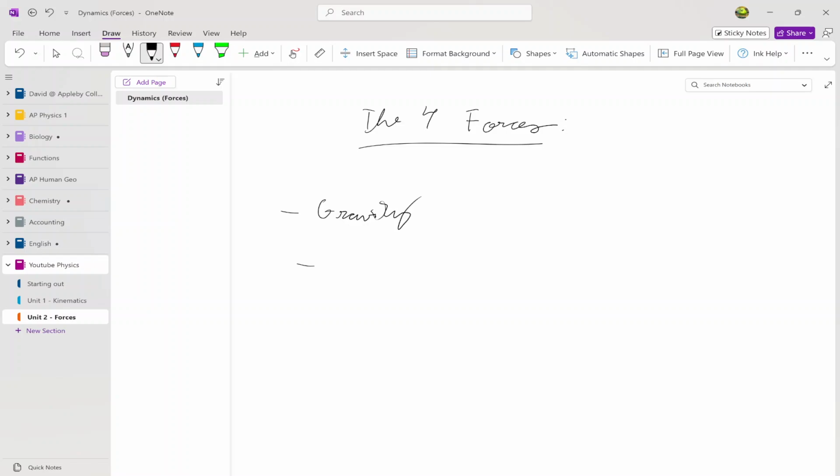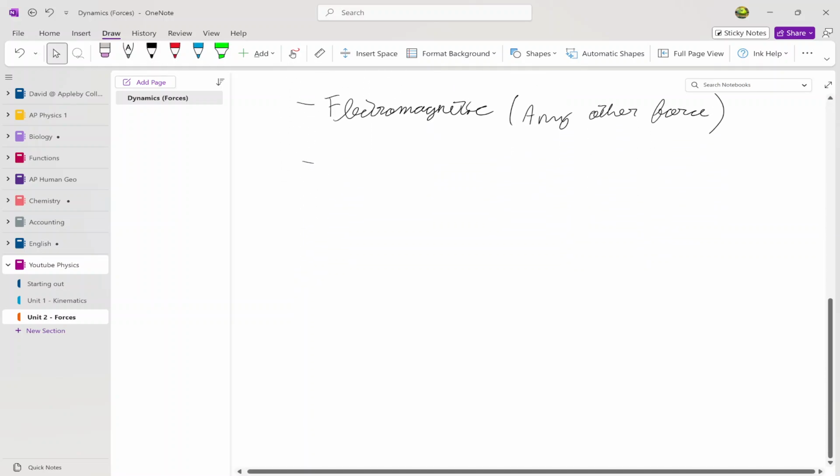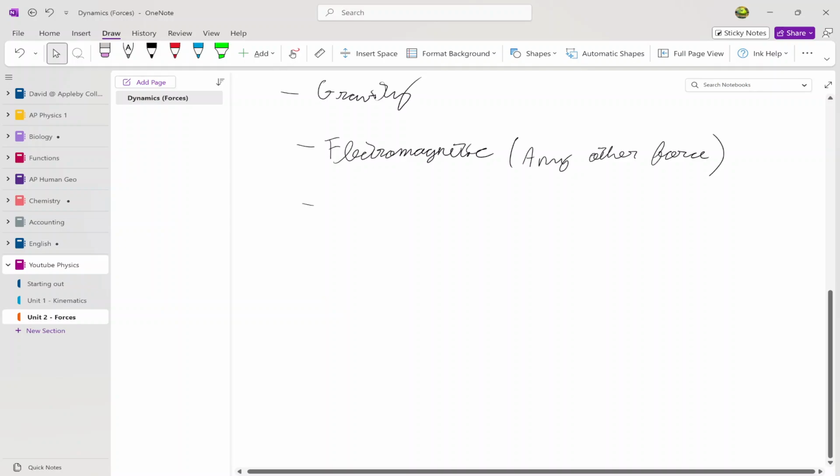The other one is electromagnetic. This is a huge force. Any other force will come down to this category really. Electromagnetic and all the other forces are covered in AP Physics 2, which is next year, if you pursue it. But in AP Physics 1, most of the forces are just tension forces, which come down to either gravity or electromagnetic.